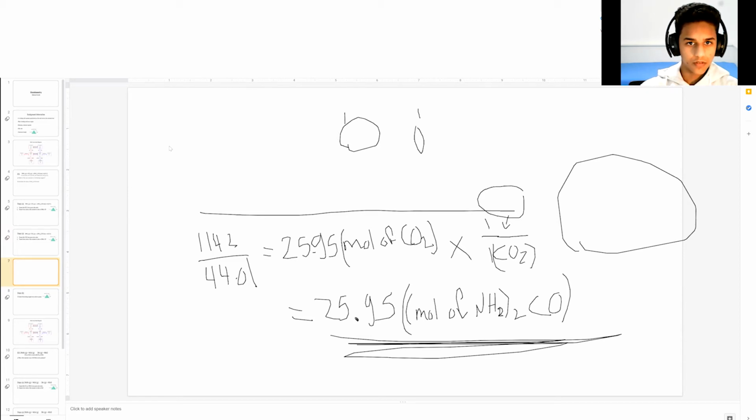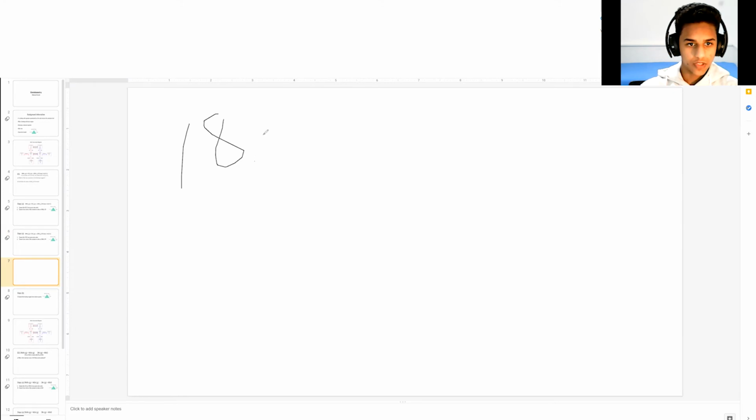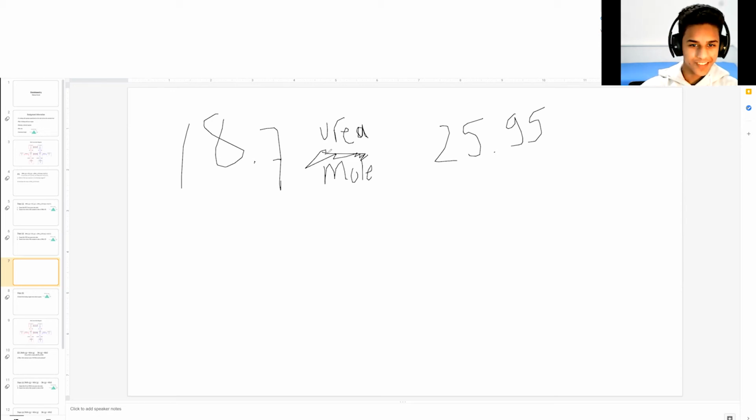We have the 18.7, which we got from the ammonia, and we have the 25.95, which we got from the carbon dioxide. But now both of them are for the urea. I think that I write that urea is spelled like this. I think so. So both of them are for the urea, and both of them are in moles. This is not a division, okay? That's just a line.